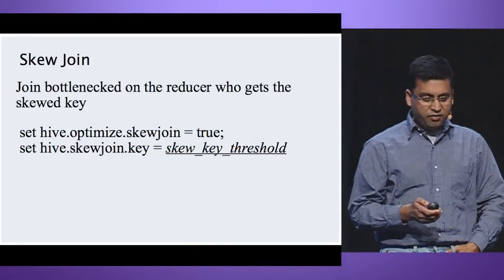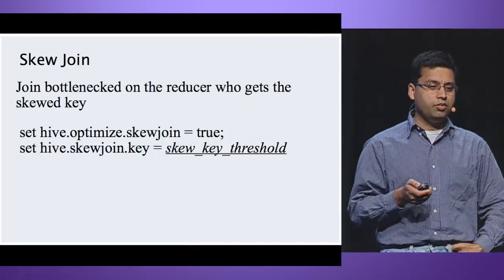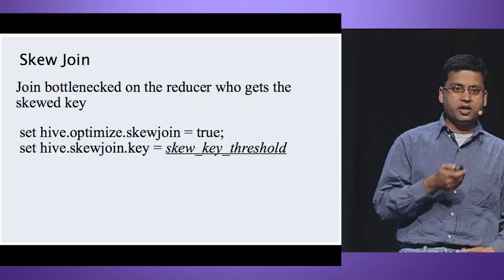So basically, we have solved the second problem. We have not solved the first problem, where the reducer gets a lot of the data.